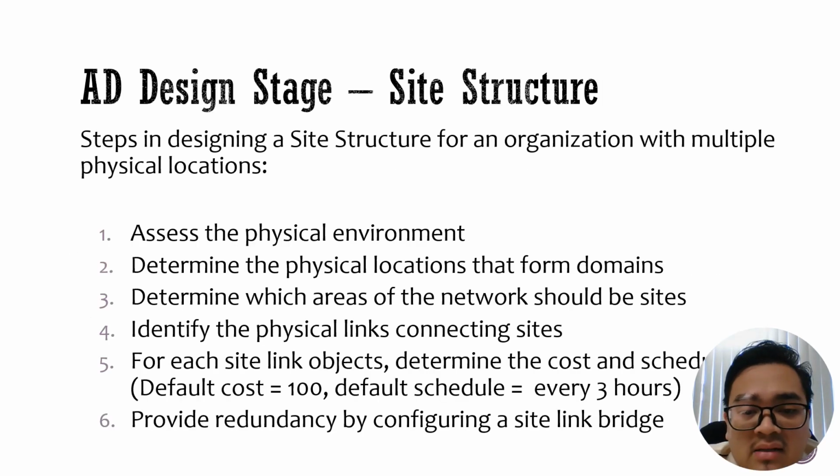Next is the AD design stage. There are several steps in designing the site structure for an organization with multiple physical locations. For example, assess the physical environment, determine the physical locations that form the domains, determine which area networks should be sites, identify the physical link connections between sites, determine the cost and schedule, default cost 100, for example, default schedule every 3 hours, and provide redundancy by configuring a site link bridge.